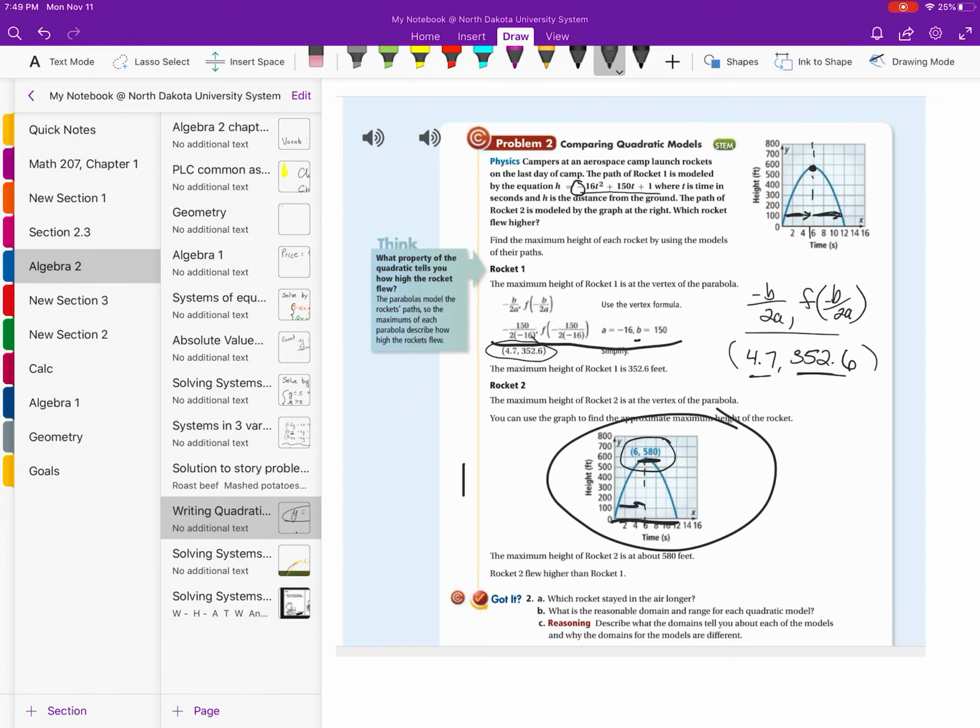And if we're not sure, again, we have our axis of symmetry going through x equals 6, and 6 to this side, 6 to that side, and we have a total of 12 seconds. Can you read that?